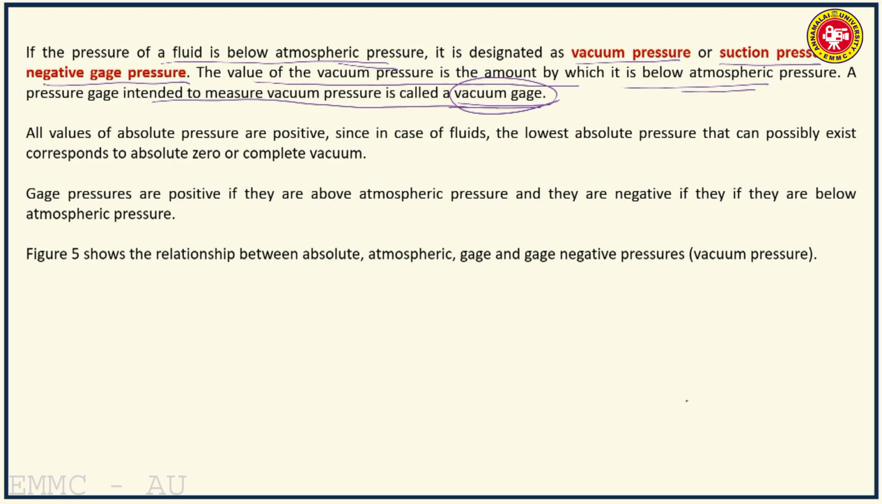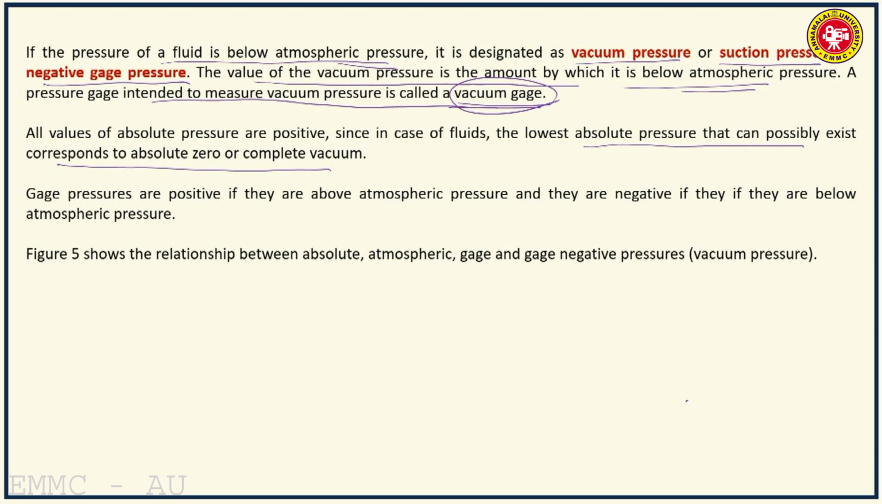What does a vacuum gauge mean? It means it measures the pressure of the fluid below atmospheric pressure. How much? All values of absolute pressure are positive, since in the case of fluids the lowest absolute pressure that can possibly exist corresponds to absolute zero or complete vacuum.